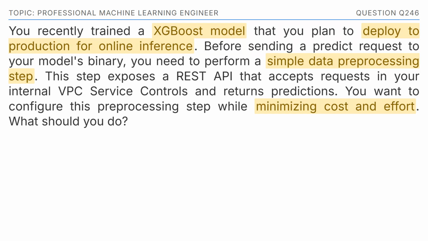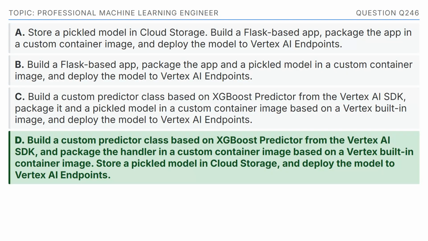To arrive at the correct answer, we focus on the keywords: XGBoost model, deploy to production for online inference, simple data pre-processing step, minimizing cost and effort. The correct answer is option D, build a custom predictor class based on XGBoost predictor from the Vertex AI SDK, and package the handler in a custom container image based on a Vertex built-in container image. Store a pickled model in cloud storage, and deploy the model to Vertex AI endpoints.